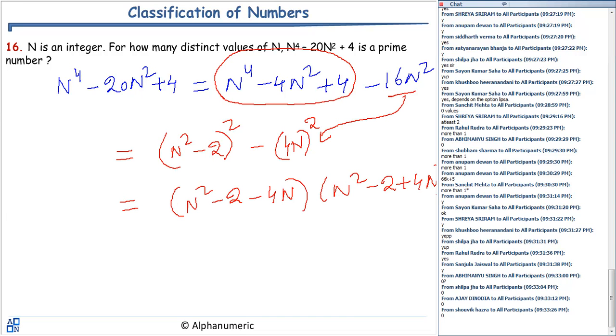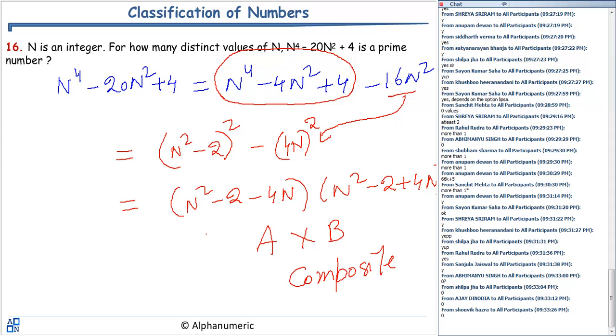Now, since this number can be written as a product of two factors, say a into b, it cannot be a prime. Why? Because a prime number can never be written as a product of two different factors other than one. So we can say that it's a composite number because it can be written as a product of two numbers. So the answer is definitely 0.